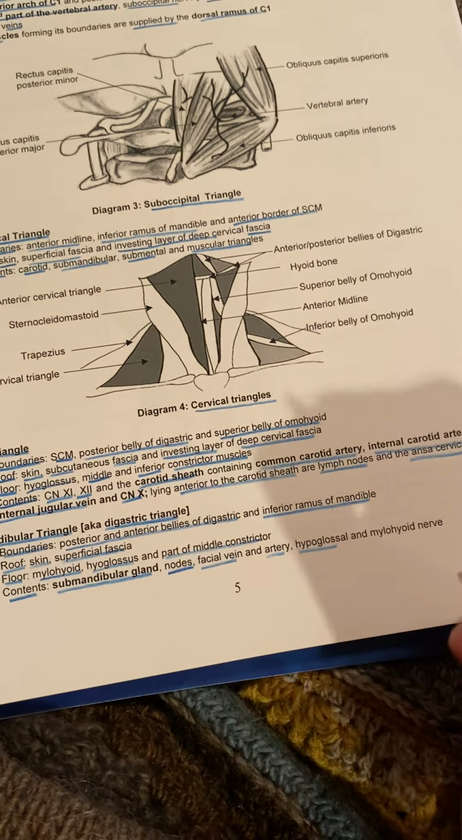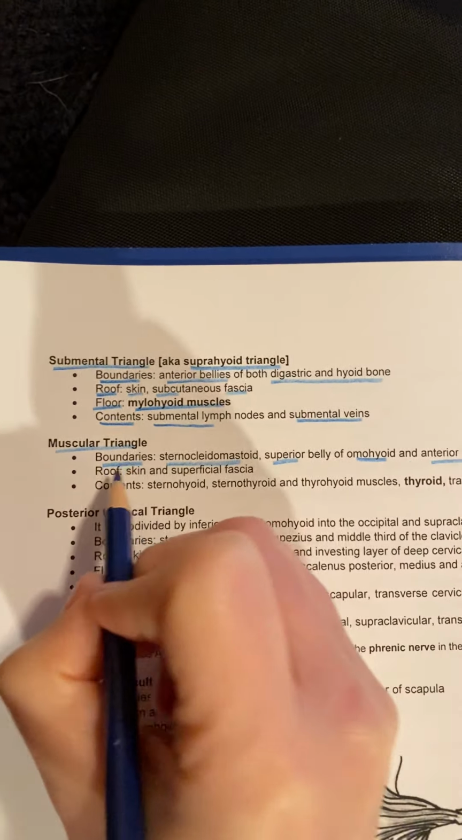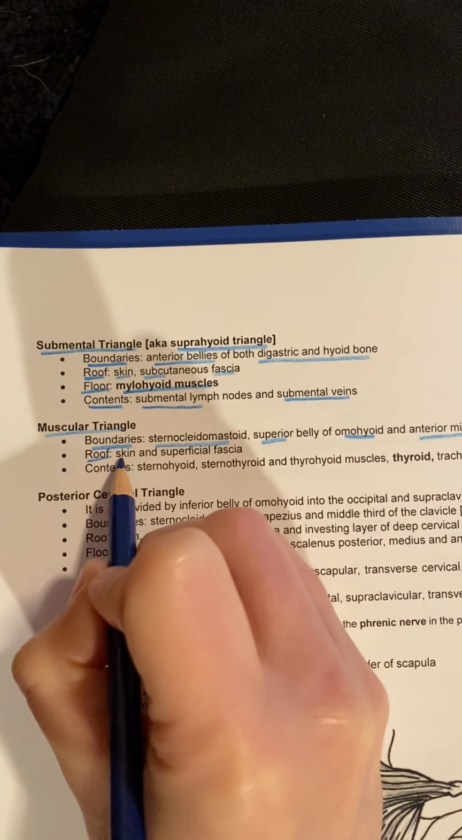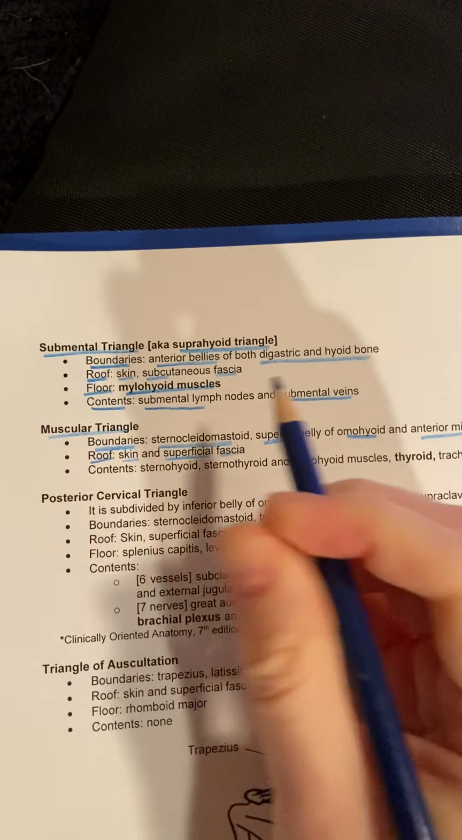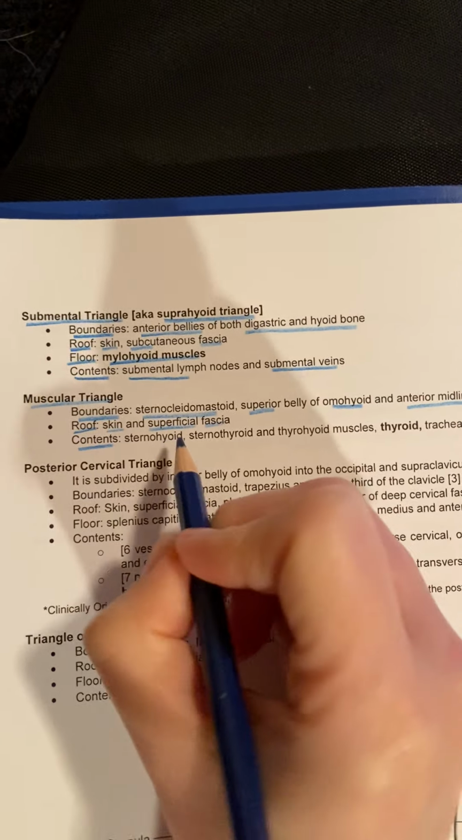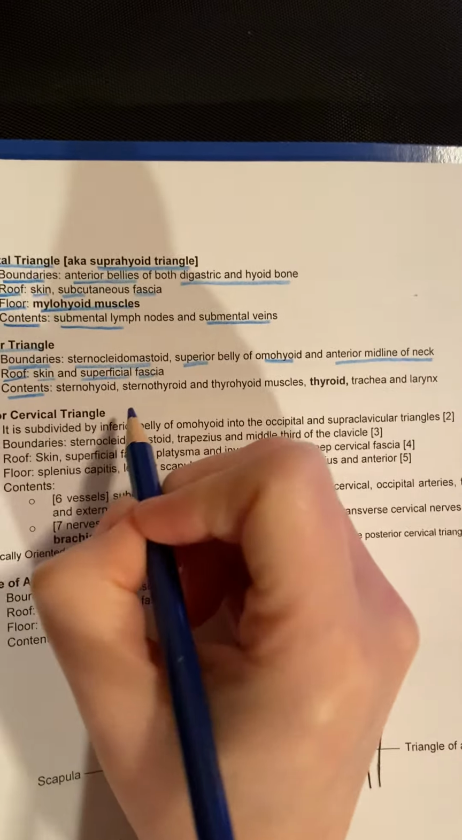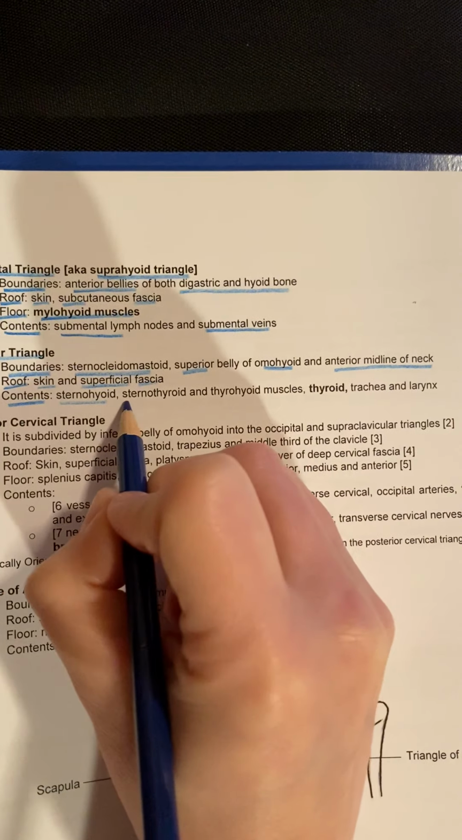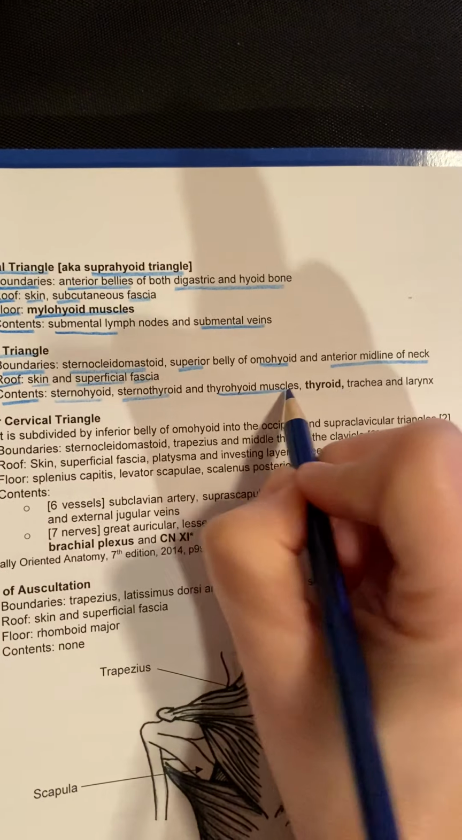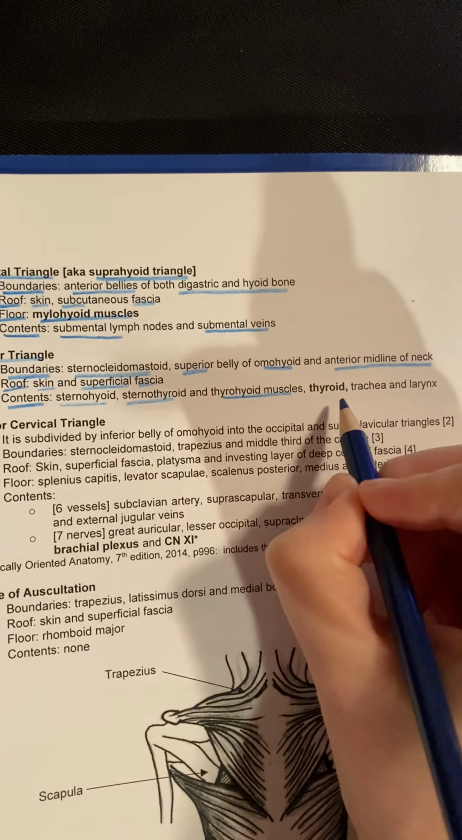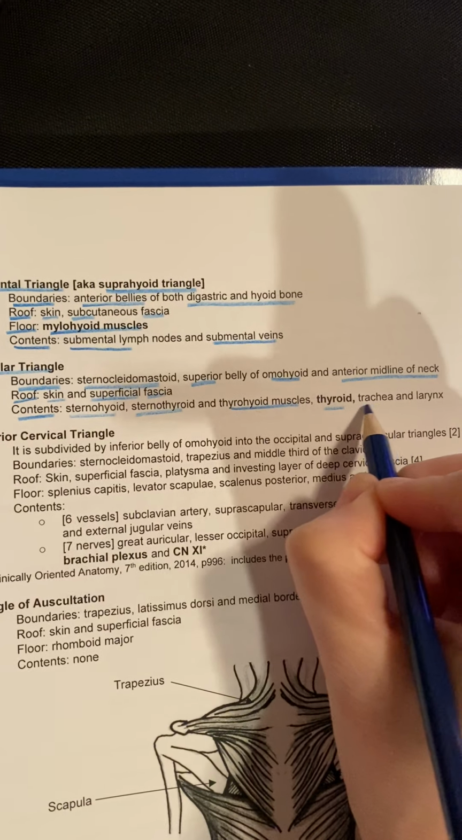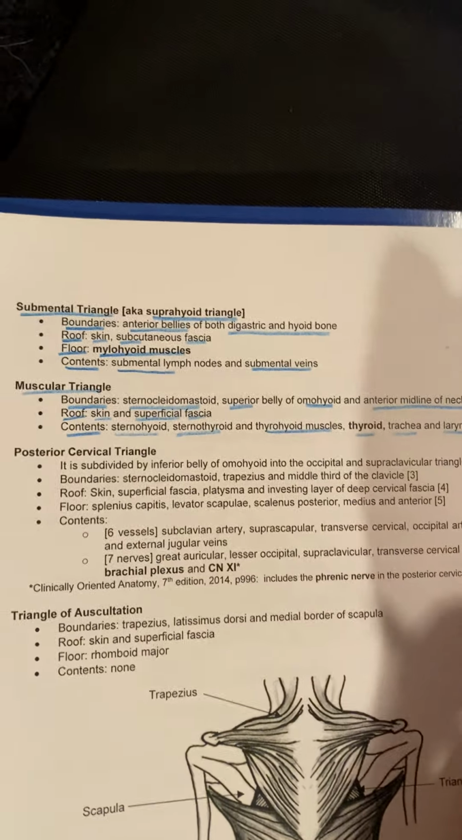The muscular triangle. The boundaries of the muscular triangle are SCM, superior belly of omohyoid, and anterior midline of neck. The roof of the muscular triangle is skin and superficial fascia. The contents of the muscular triangle are sternohyoid, sternothyroid, and thyrohyoid muscles, thyroid, trachea, and larynx.